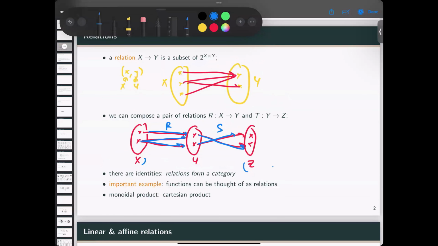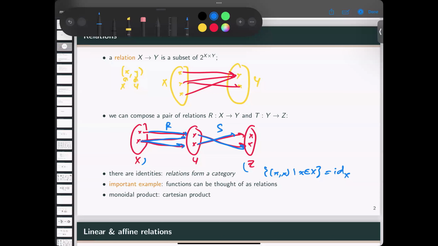Now, there are also identities in this category for this composition, and they just take the form like this. This is the identity of the set X. And so there is a category whose objects are sets and whose morphisms are relations between those sets.